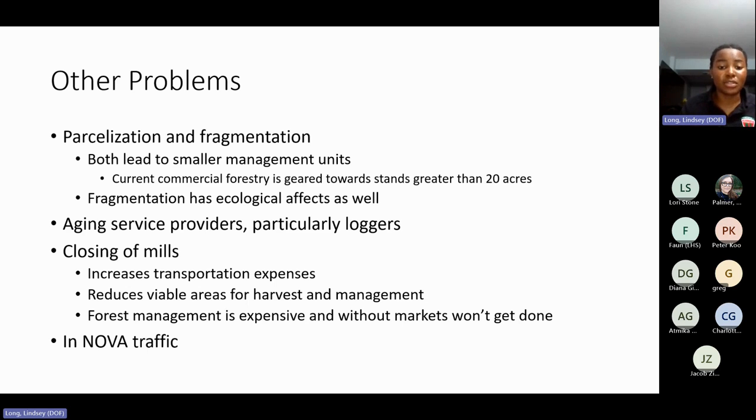So we're kind of losing those service providers, and with mills closing, sometimes you have to drive further to sell your timber. So that's another incentive to just not go through with things like logging. And also, Jim always used to like to note that Nova traffic was also a very big reason why loggers did not come into this area, that driving one of those trucks is not fun.